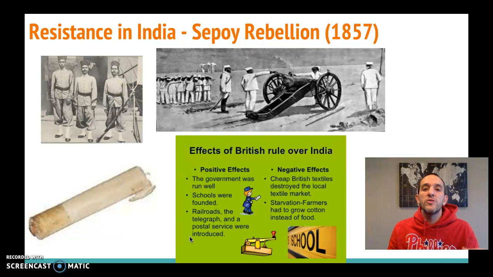Schools are going to be founded. Also, we're going to bring some technology. We're going to build railroads and telegraph lines and a postal service, which is a good thing. But most of what we see in imperialism is negative.